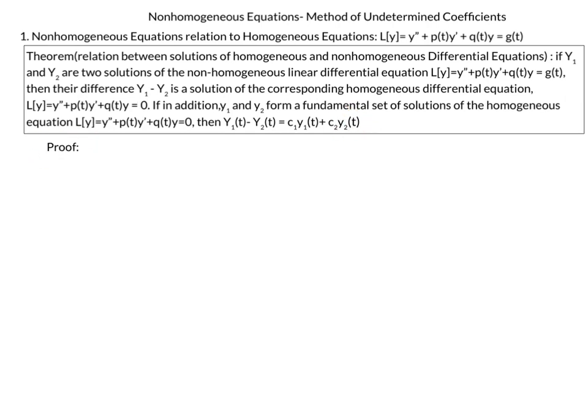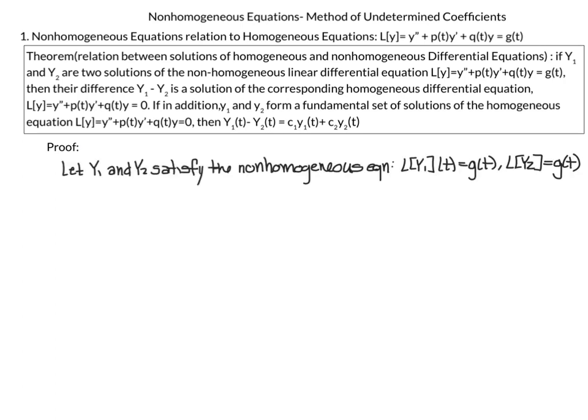We can prove this, and actually it's not a very difficult proof. We start our proof with the premise of y1 and y2 as being solutions of the non-homogeneous differential equation. So we say y1 and y2 satisfy our non-homogeneous differential equation, so it equals g of t.